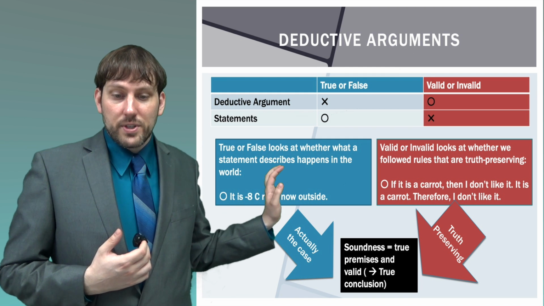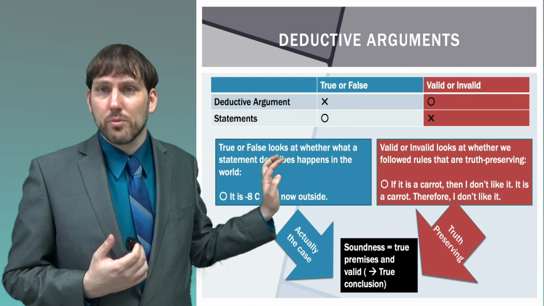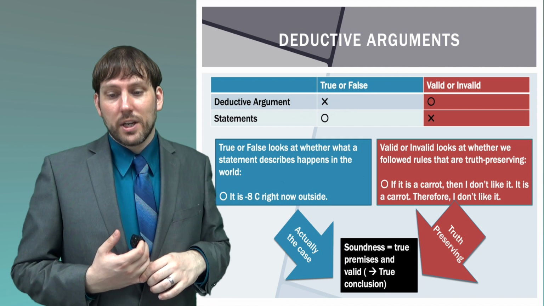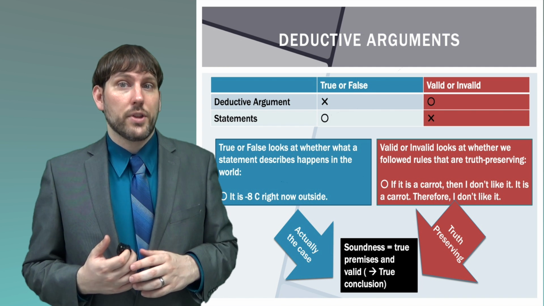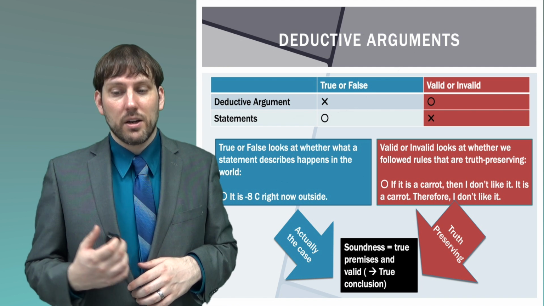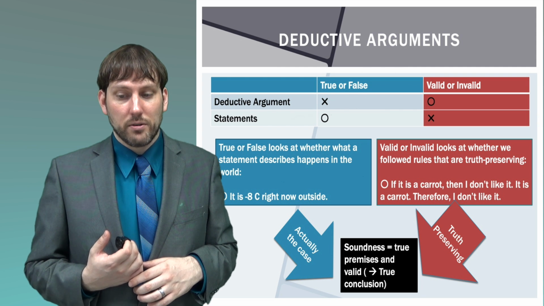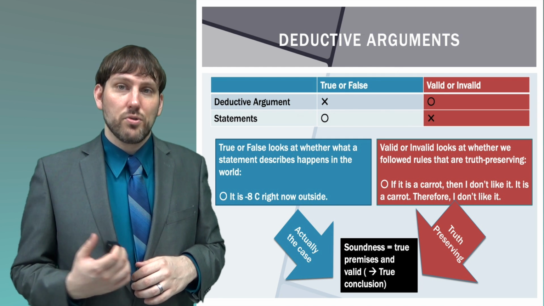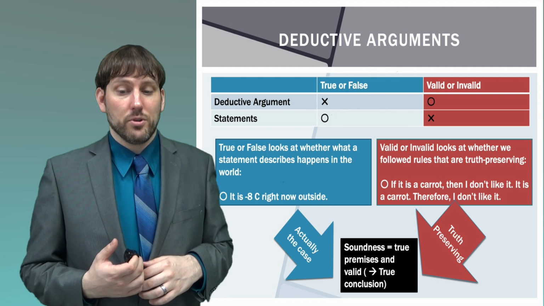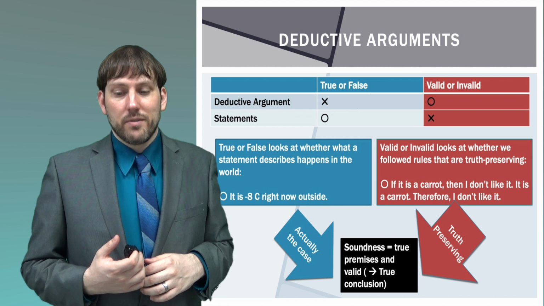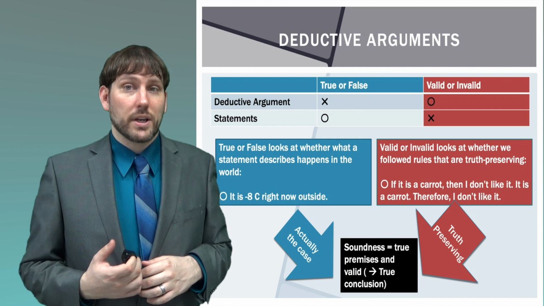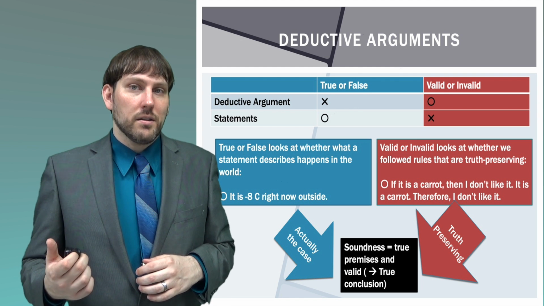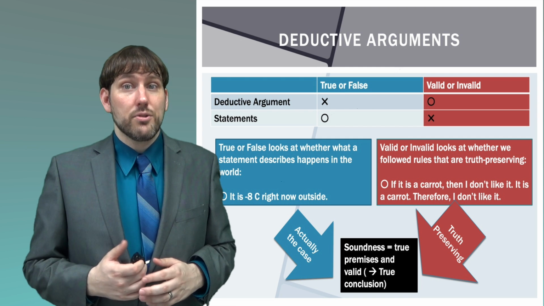True or false looks at what happens in the world. So it is either true or false that it is -8 right now. Valid or invalid looks at whether or not the rules were followed that will make an argument truth preserving. If it is a carrot, then I don't like it. It is a carrot, therefore I don't like it. So this would be a modus ponens example. The things that are true or false evaluate what is the case in this world, and things that are valid or invalid evaluate whether it is truth preserving. So sound means you can have true premises and a valid structure, and this will guarantee you a true conclusion.